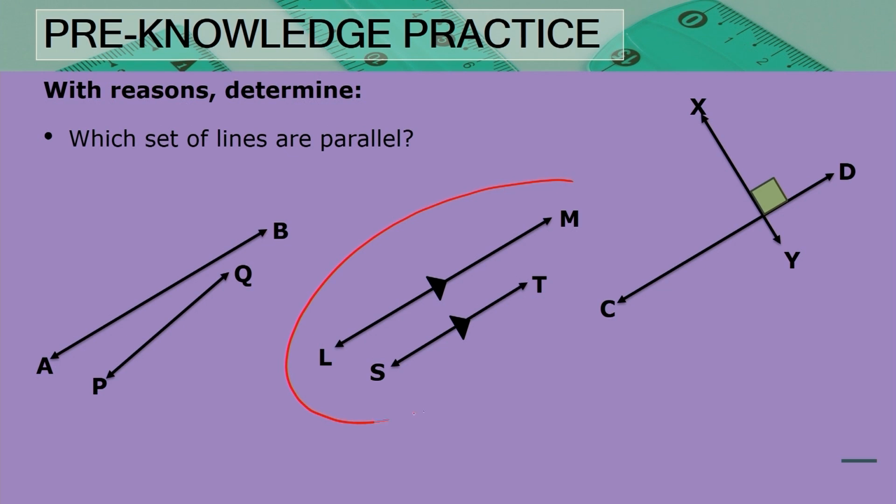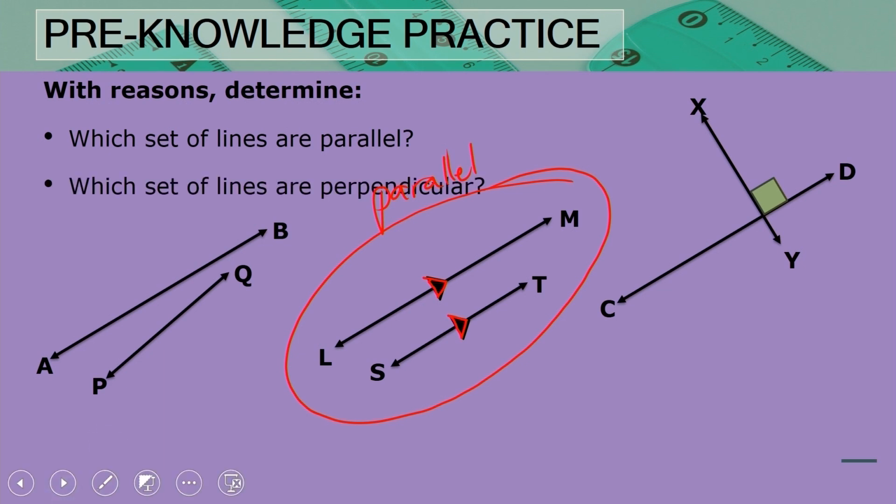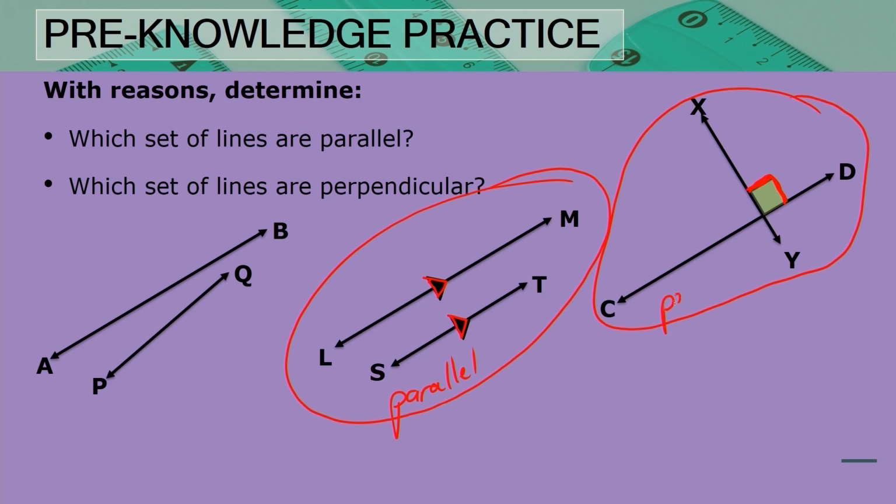If you are thinking of this set of lines, then you are absolutely correct, because these two lines have those arrows there that indicate that the two lines are parallel. Now, which set of lines here are perpendicular? So we know that these two lines are parallel. Which lines are perpendicular? Remember, perpendicular just means that it forms a 90 degrees. And since as well we can see that block there that indicates to us that that is a 90 degrees, then we can say that it is that set of lines that is perpendicular.